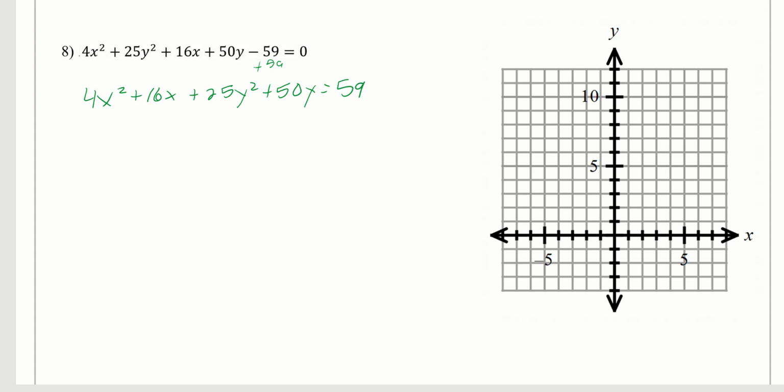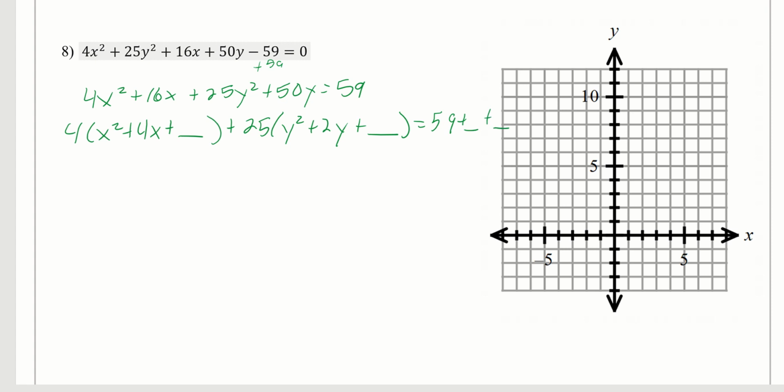We definitely got to take a GCF out, so we've got 4x squared plus 4x plus something plus GCF of 25, y squared plus 2y plus something equals 59 plus something plus something. Cool. So I would set up my answer. So I've got 4x squared plus 25 y squared is equal to. Now at this point you can tell we've got a plus, we got two different coefficients, so this guy is definitely an ellipse.